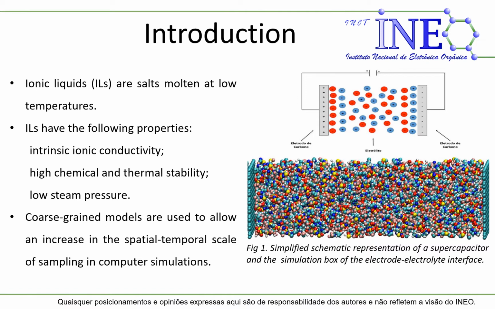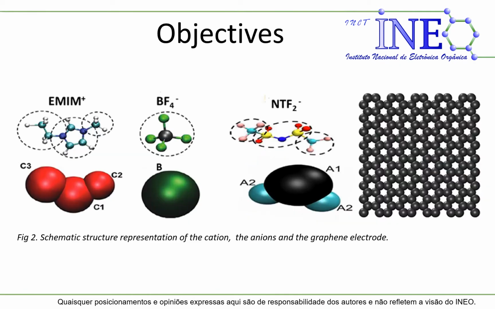Understanding how they operate then necessitates very large simulation cells with explicit electrodes. This limits the number of systems that can be studied and prevents systematic comparisons. In this case, the coarse-grained model is used to increase the spatial and temporal scale of sampling of those computer simulations. In this model, groups of atoms in the molecular structure of the studied object are grouped and represented by spheres, which allows an increase in sampling time.